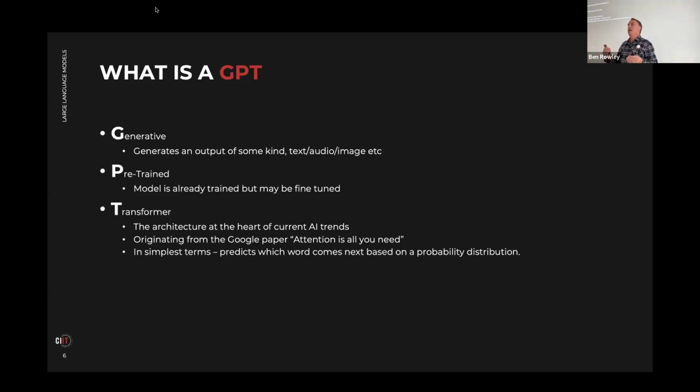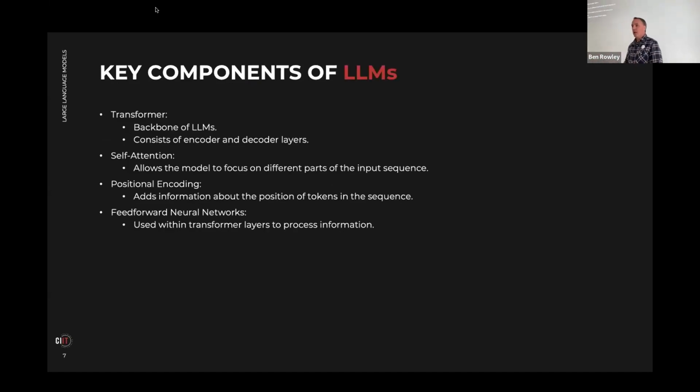But to really, really simply dumb it down and define what a GPT does, it's playing a game of what word comes next. The sky is blue, perhaps gray, just like today. So the key components of the large language model are the transformer. This is the backbone of the large language model.